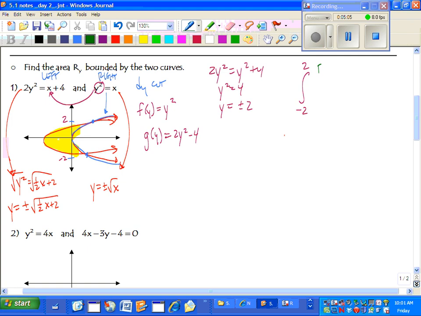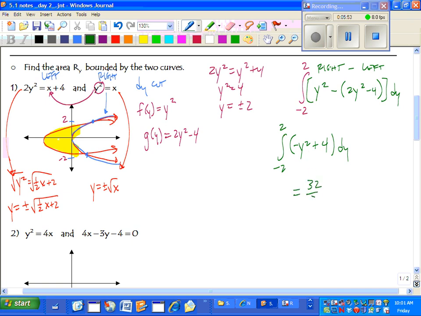So if we take our right function minus the left one, we've got y squared minus, remember we need parentheses around the second function, so we're subtracting the whole thing, dy. So this whole thing is in terms of y. These are y values, we have y variables in here, and this is dy. So we can simplify the inside there. Y squared minus this, we're going to get negative y squared minus negative 4 gives us plus 4. Alright, this is one that's not too difficult. You can do it by hand, or you can use your calculator to evaluate this one. Either way, you should come up with 32 thirds.